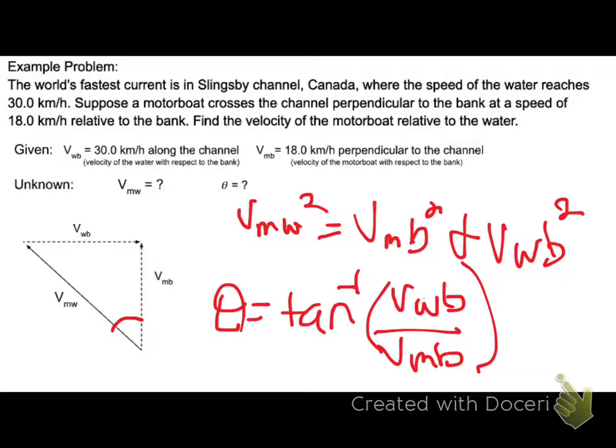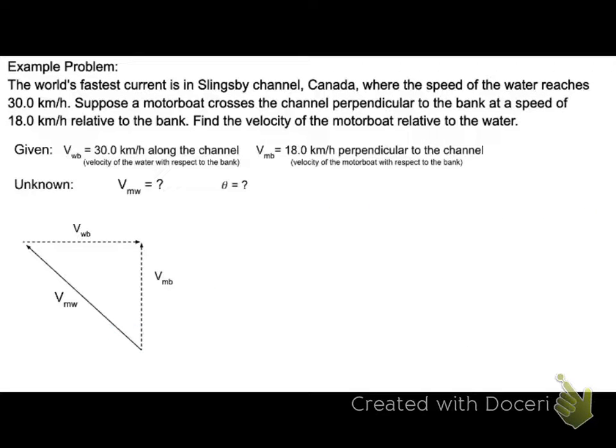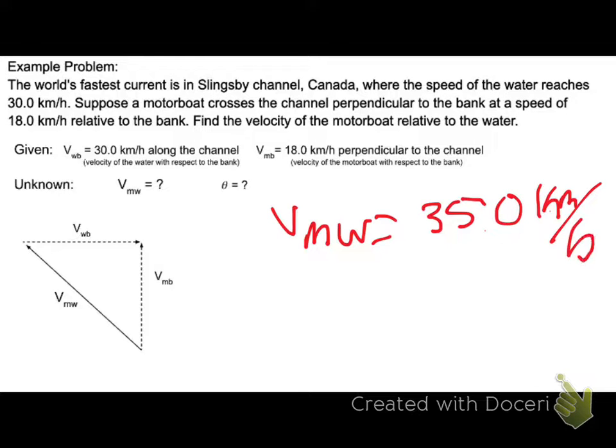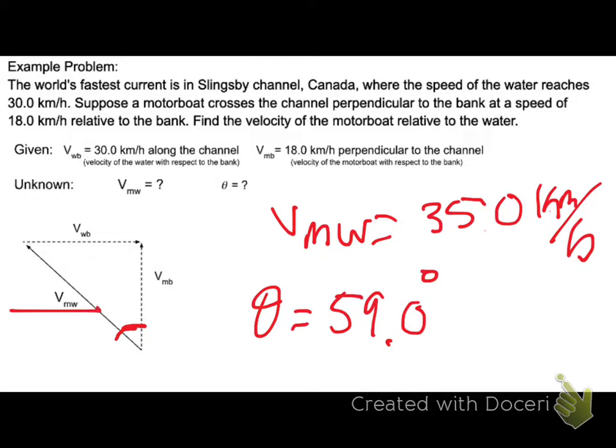If you work this out, you should find that the velocity of the motorboat compared to the water should equal about 35.0 kilometers per hour, and that your theta should be roughly 59.0 degrees away from the oncoming current. Should be this angle right here. So oncoming current coming this way, and we are measuring our angle away from the oncoming current.